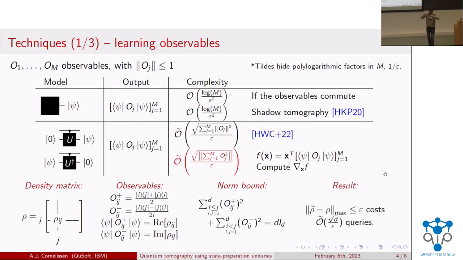So by listing all of these observables, we are estimating each of the entries one by one, and hence we get an entry-wise estimate of our density matrix with square root d over epsilon number of calls. So then the question is, okay, we have an entry-wise precise algorithm. How does entry-wise precision relate to having precision in other norms, like in operator norm or in trace norm?